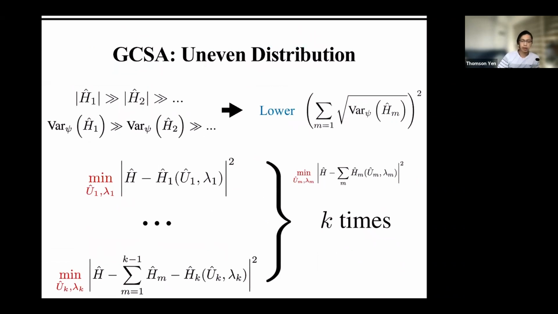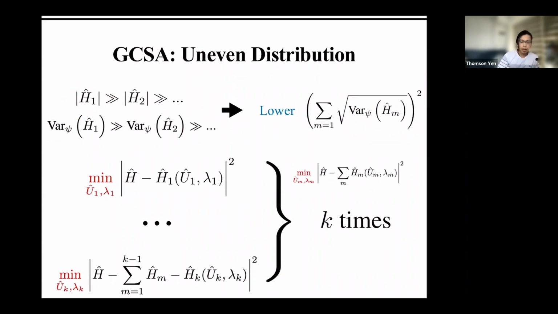The second heuristic brings us to the GCSA method. And here we're going for the uneven distribution of variances. Hopefully, using the example earlier, I convinced you that this uneven distribution generally leads to a lower sum over square roots. The way we achieve this uneven distribution of variance is by having an uneven distribution in the norm of the fragments.